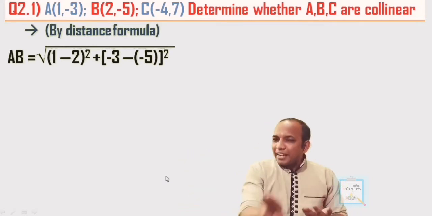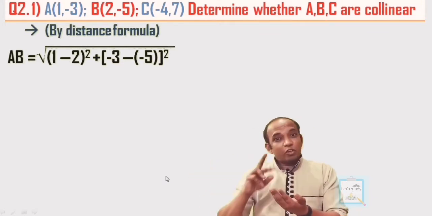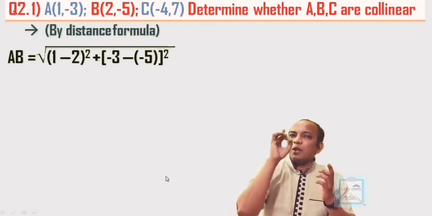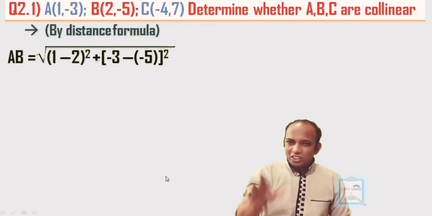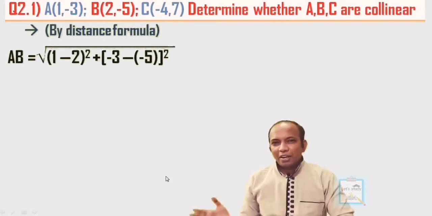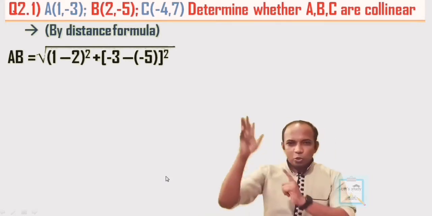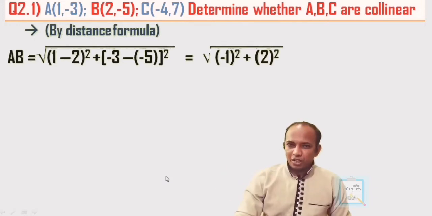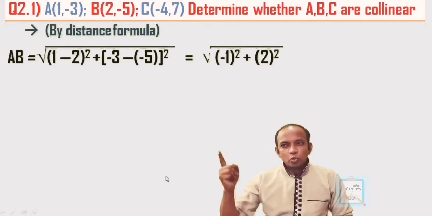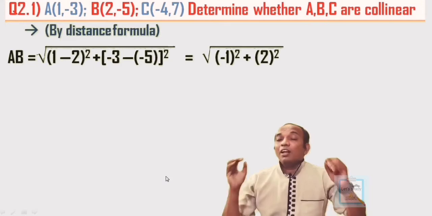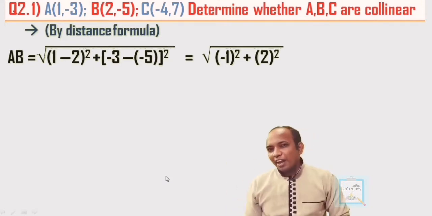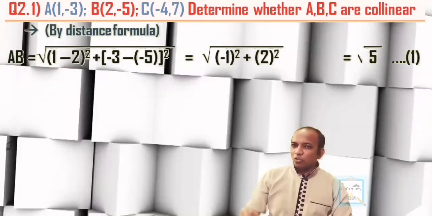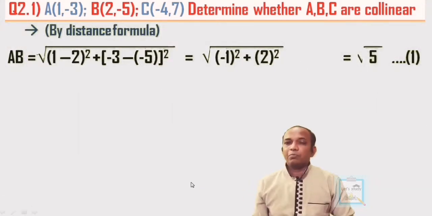So over here, that negative and that minus for the 5 together result in positive 5. So we have negative 3 and plus 5. In the first bracket we have 1 minus 2, that results in negative 1 the whole square, right? For the second bracket we have negative 3 plus 5, that results in 2, and 2 square is 4. Don't forget that part. After that, the moment you carry out the squares and add them, we get the answer root 5. For the distance AB, we have root 5, number it, that is number 1.